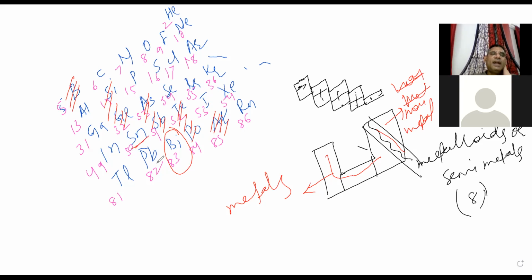Tin and lead have 4 electrons in the valence shell. Even after having 4 electrons in the valence shell, they are still metals, because they are placed on the left hand side of this strip. Fine, is it okay? Now, what was your point? We will go back here.